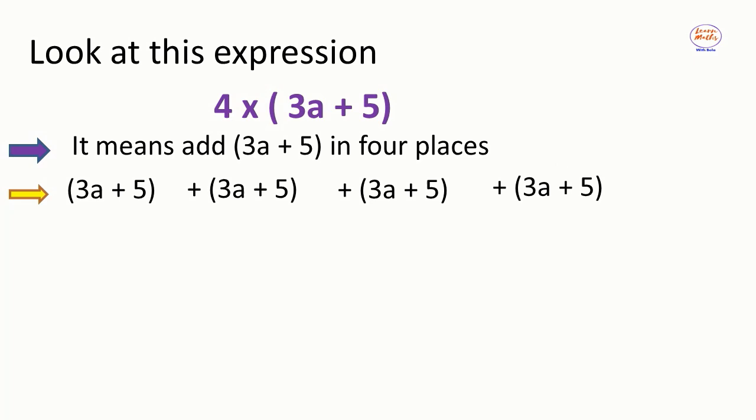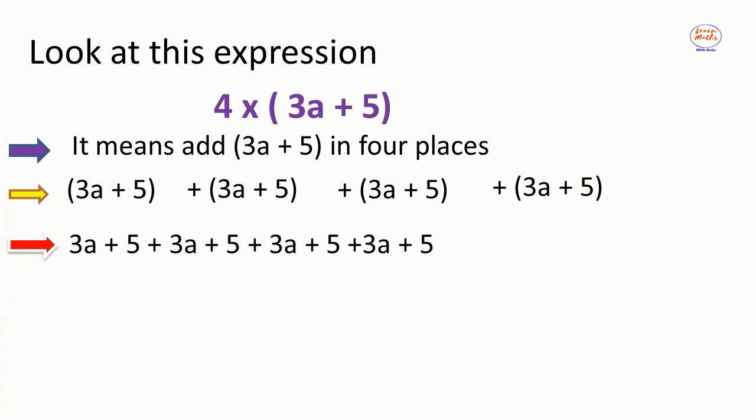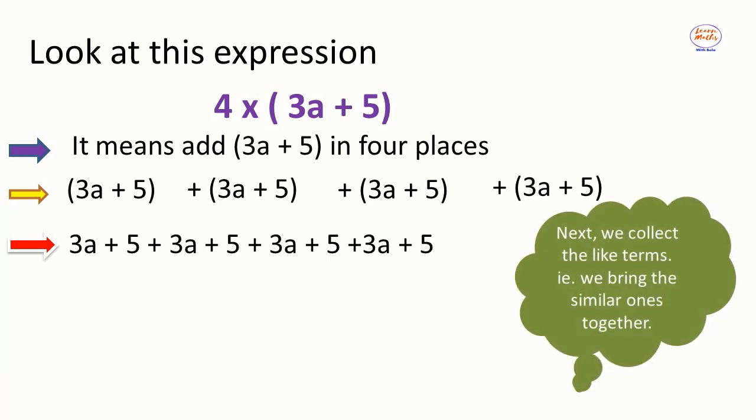Then the next step from BODMAS, let's open the bracket. So we have 3a plus 5 plus 3a plus 5 plus 3a plus 5 and plus 3a plus 5. Now the next thing for us to do is to collect like terms. And what are like terms? We bring the similar ones together. So the similar ones here, you have all the 3a's. They look alike, or let me say they are the same. So let's bring all of them together to have 3a plus 3a plus 3a plus 3a.